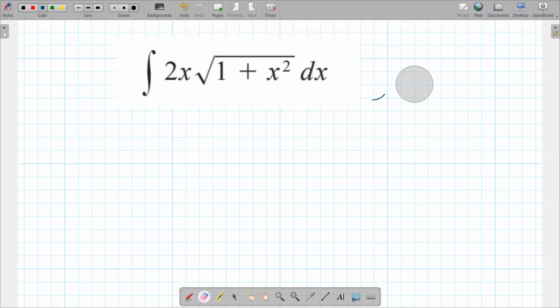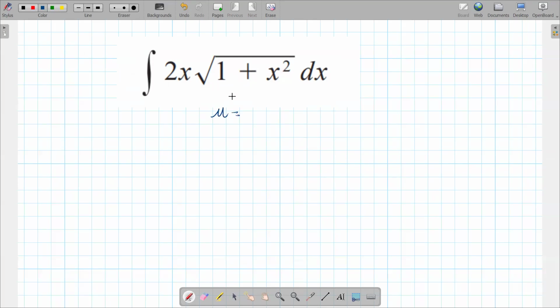Now the question is, how do we integrate it? Direct method doesn't apply. So if you see this pattern, that the outer function is a derivative of the inner function or something like this, the best thing to do is to use substitution. We are going to use substitution.